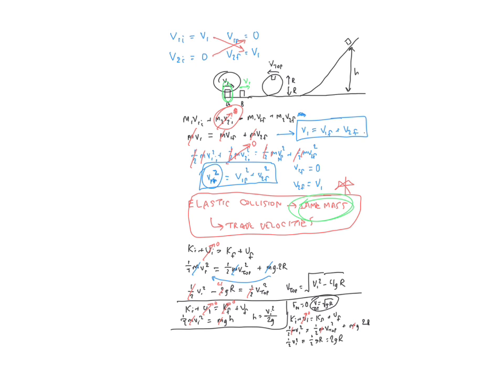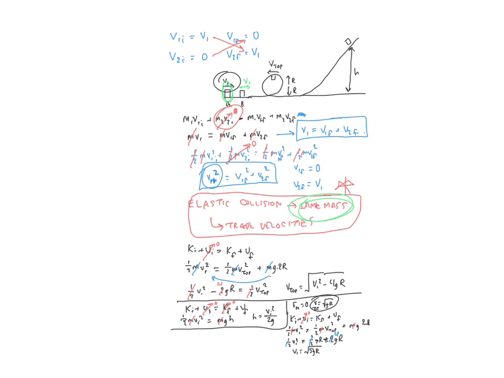So multiply everything by 2. That will cancel out this 1/2. It'll cancel out this 1/2. And it'll turn this 2 into a 4. So the final answer you get for v1 is the square root of, actually that was a plus sign right there. You get the square root of gr plus 4gr, which is the square root of 5gr.